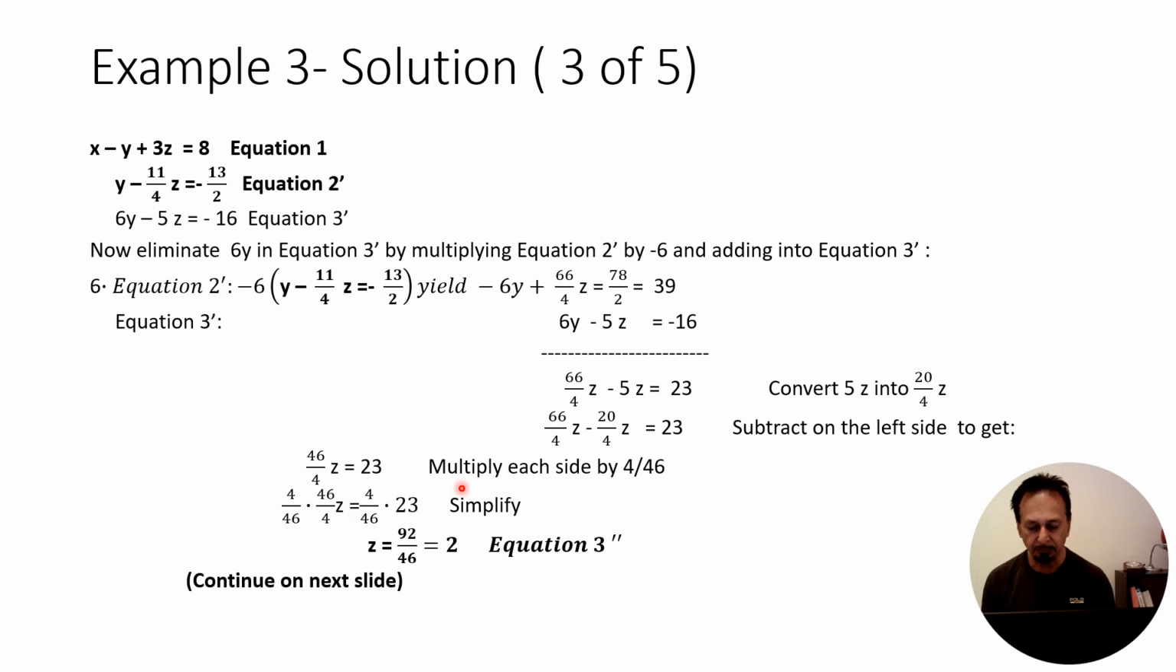So now we can get rid of 46 over 4. We multiply by the reciprocal of 46 over 4, which is 4 over 46, on both sides. So now we have 4 over 46 times 46 over 4z equals 4 over 46 times 23. So the 4s cancel, the 46s cancel, we get z, and 23 times 4 is 92 over 46, which is 2.